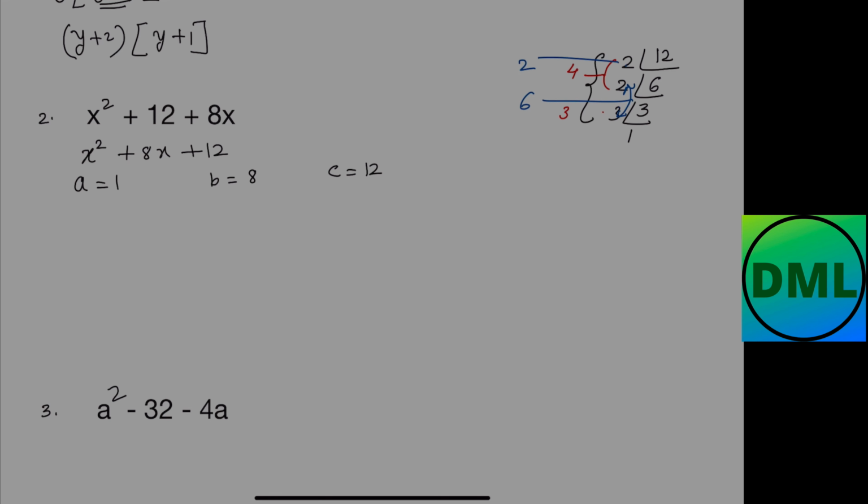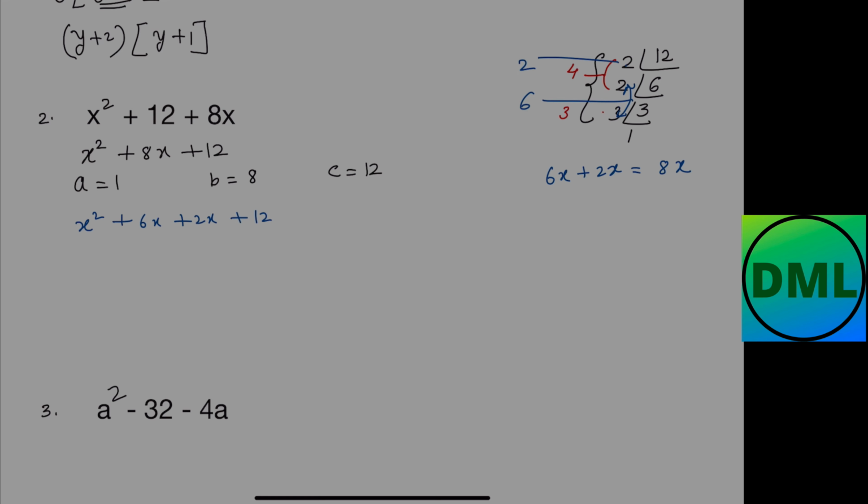I need to write down 6x plus 2x, which will give me 8x, positive 8x. Do you need positive 8x? Yes, we need positive 8x. That means I can split my middle term as 6x plus 2x. Let's write down here x square plus 6x plus 2x plus 12. I split my middle term 8x as 6x plus 2x.